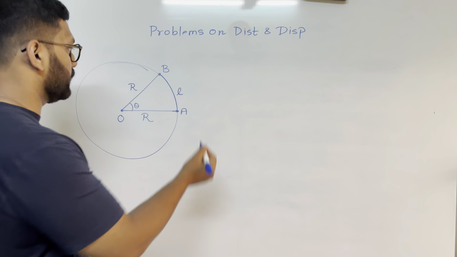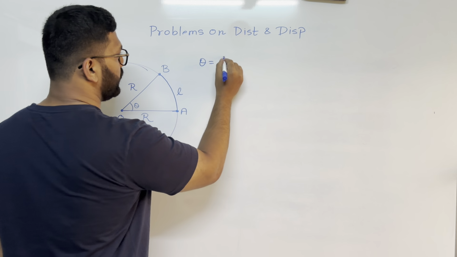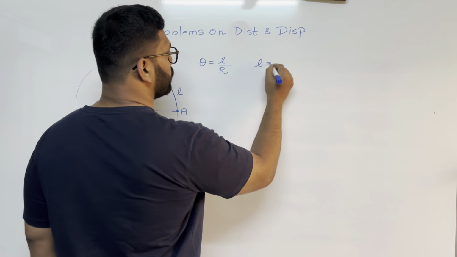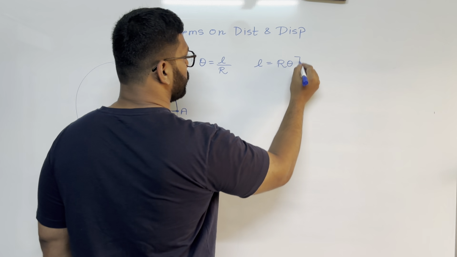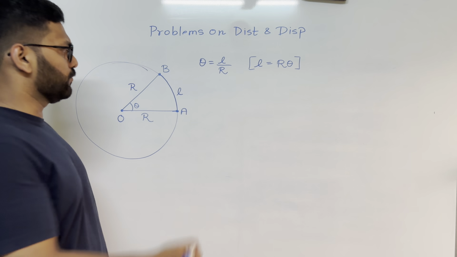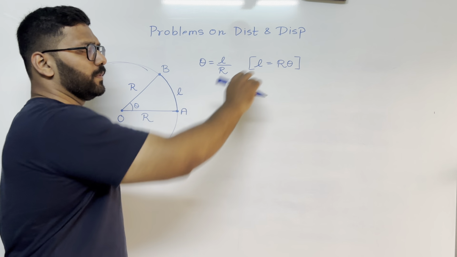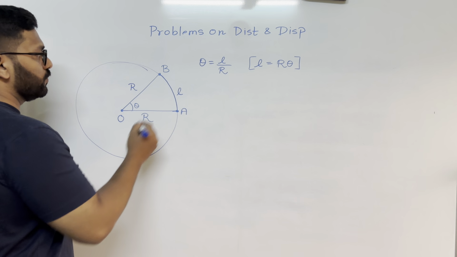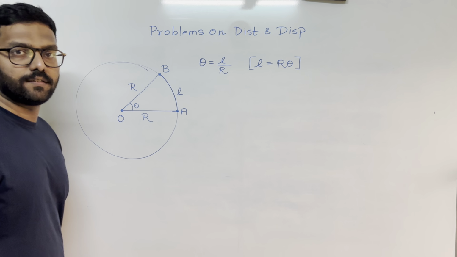We know this formula, theta is equal to L by R. So L is going to be R theta. So now you can get the distance if you know the angle theta because of this formula. You know this formula, right? Now I want to know the displacement. How will I know that displacement?